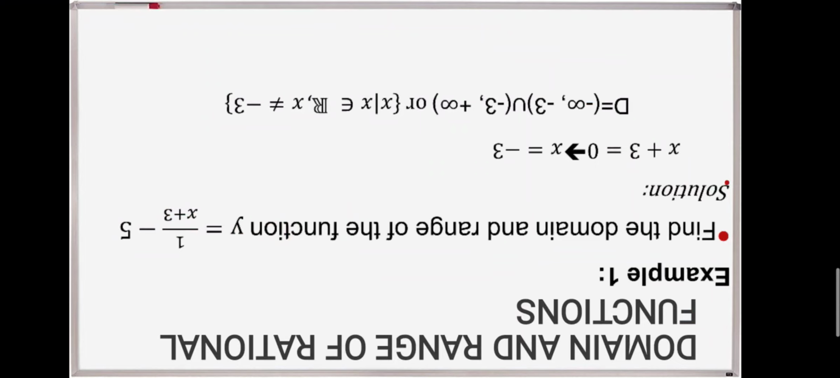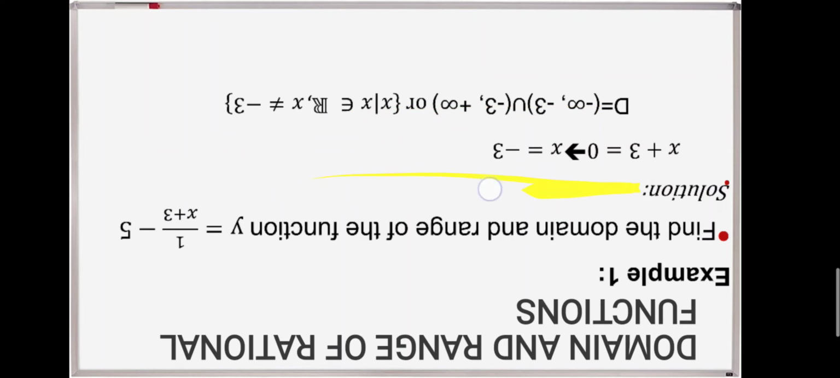Okay, let's have the domain and range of rational functions. To find the domain, you have to equate the denominator to 0. Then the obtained value of x will be the restricted value. It means that value is not included in the solution because it will make the denominator equal to 0, so we have undefined. When we find the range, you have to solve for x, then get the denominator as well and equate it to 0. Same process.